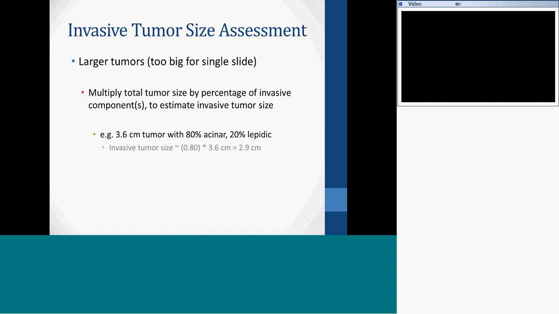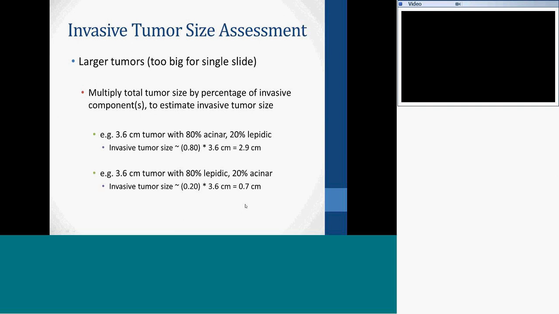The invasive tumor size in this situation would be 80%. That's the invasive adenocarcinoma component, not counting the lipidic component. So the invasive tumor size would be 80% times 3.6, which is 2.9 centimeters. If the proportions in this 3.6 centimeter tumor are flipped, so that we're looking at 80% lipidic and 20% acinar, then the invasive tumor size becomes 20%, which corresponds to the acinar component only, times 3.6, and so is 0.7 centimeters.